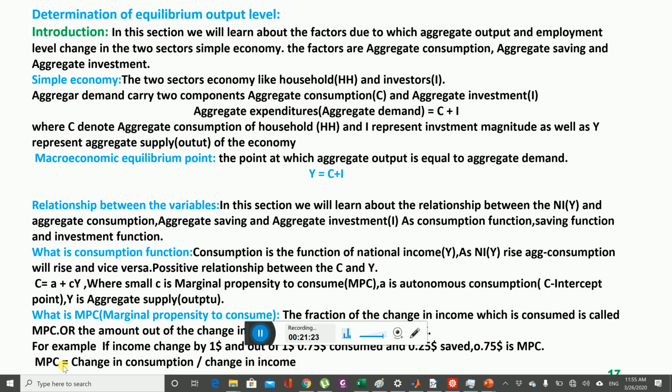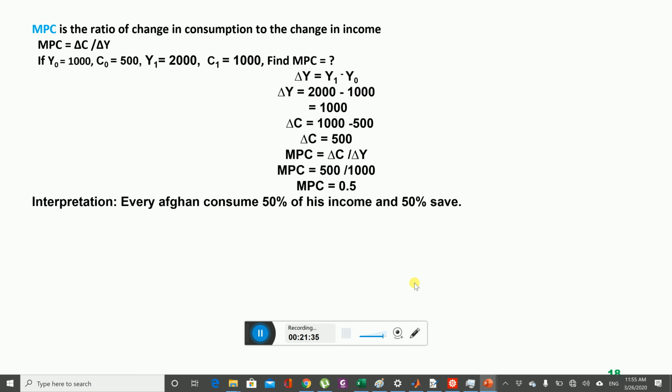We can formulate MPC as equal to change in consumption divided by change in income. It means this is the ratio of change in consumption to change in income. MPC is the ratio of change in consumption to the change in income. MPC is equal to delta C over delta Y. I am elaborating this MPC with one example.